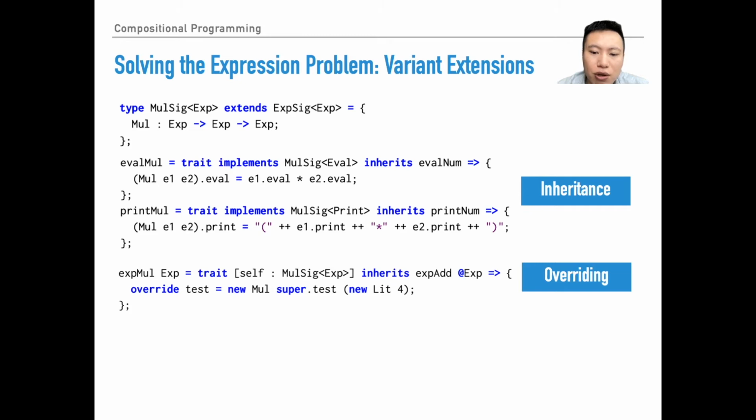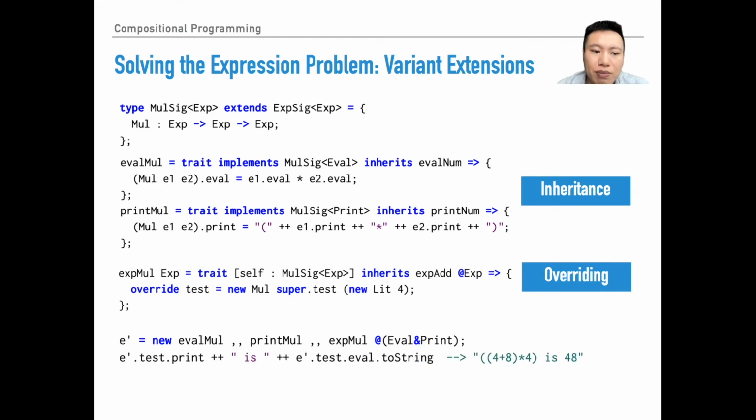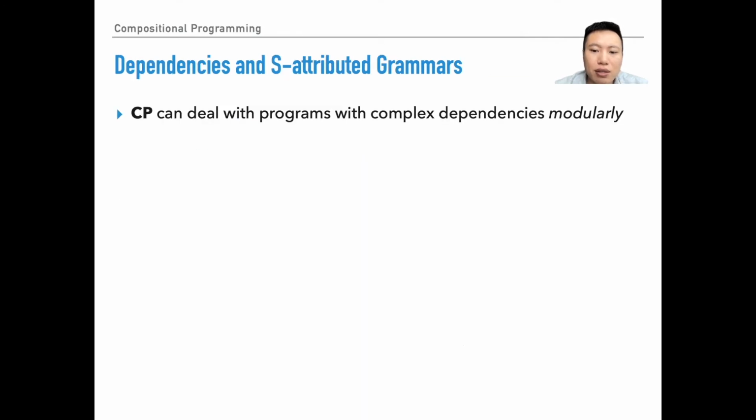In this case, we override the test object by multiplying the test object from x by add by 4. Then we instantiate the extended trait families into an object, E prime. E prime's test object can be printed and evaluated as 4 plus A times 4 is 48. Besides the expression problem, CP can model programs with complex dependencies modularly.